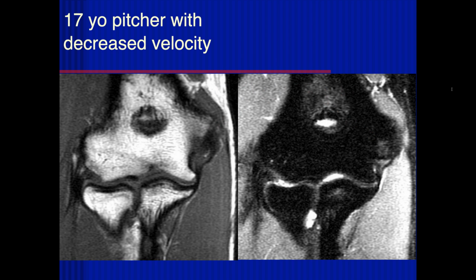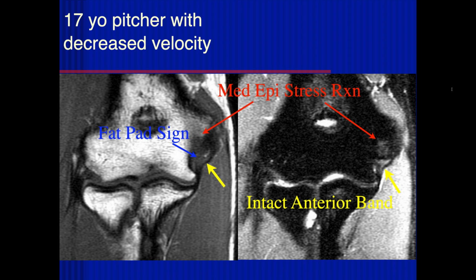So this is a 17-year-old pitcher with decreased velocity. Looking at the medial epicondyle, you can see that there's increased signal at the ulnar collateral ligament attachment, and there's also some stress reaction at the medial epicondyle. So I would be worried about a partial tear and also a stress injury.